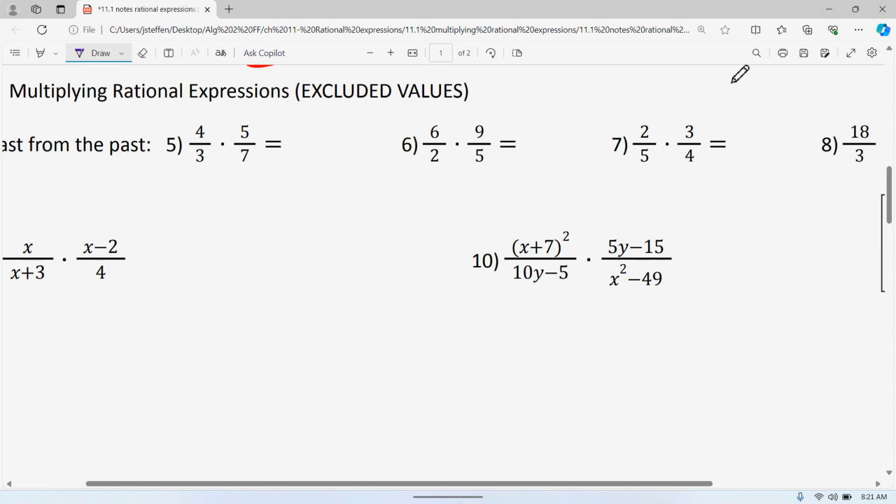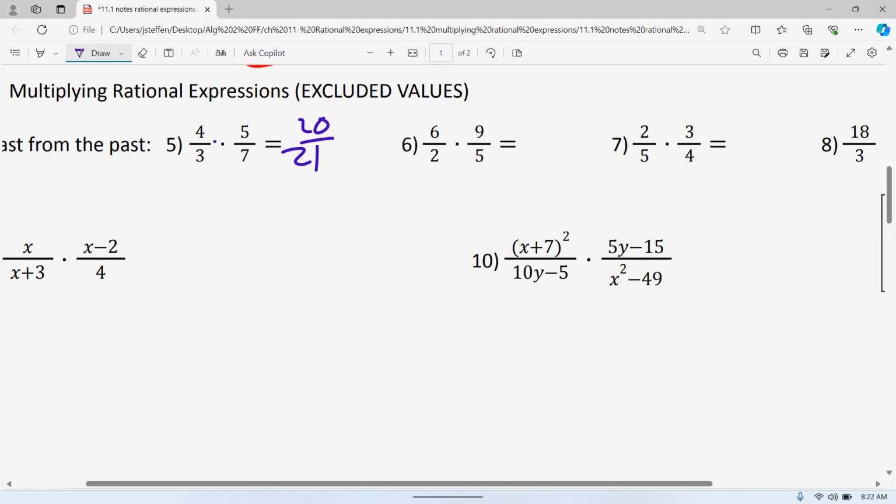The numerator, 4 times 5 is 20. The denominator, 3 times 7 is 21. That's all you do for that one. Now the next one, number 6. Yes, you do the same thing. 6 times 9 in the numerator, 2 times 5 in the denominator.